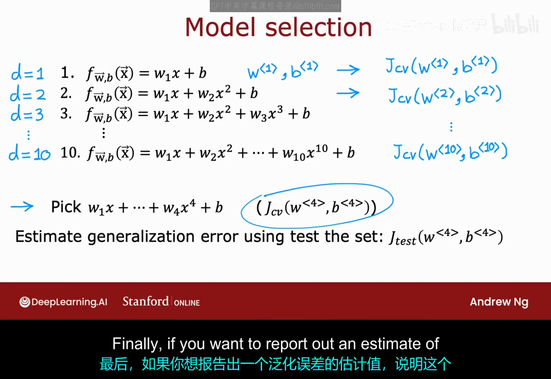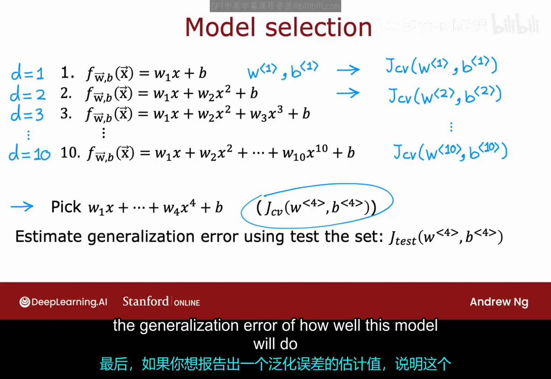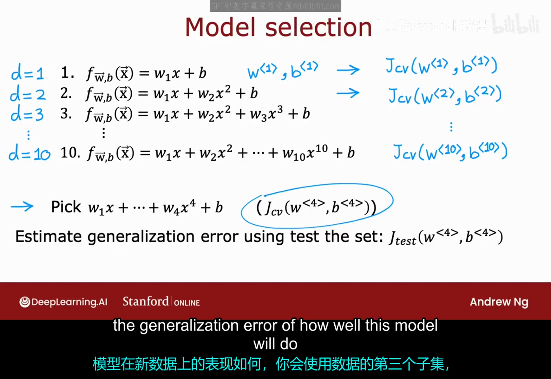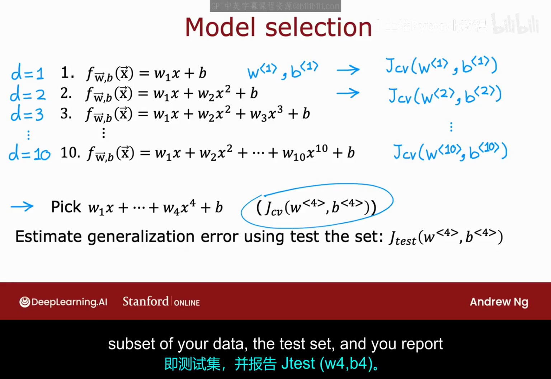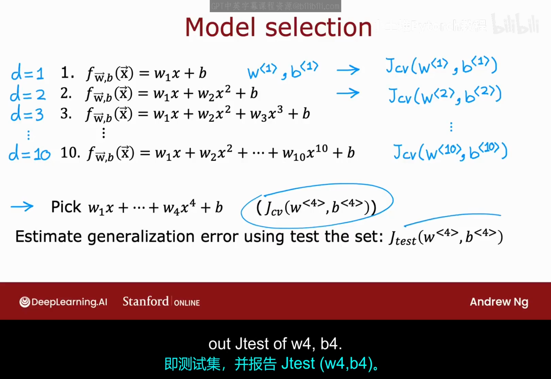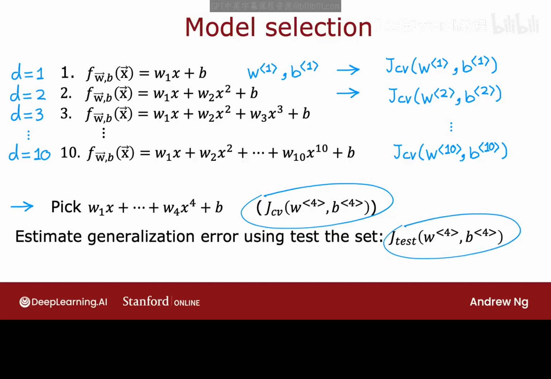Finally, if you want to report out an estimate of the generalization error of how well this model will do on new data, you would do so using that third subset of your data, the test set, and you report out J-test of W4, B4.